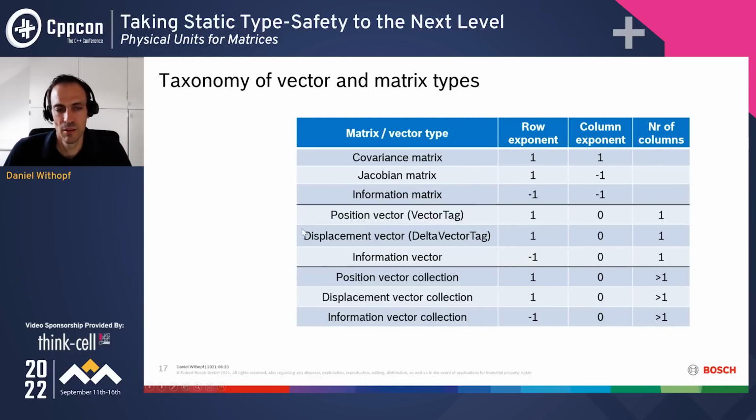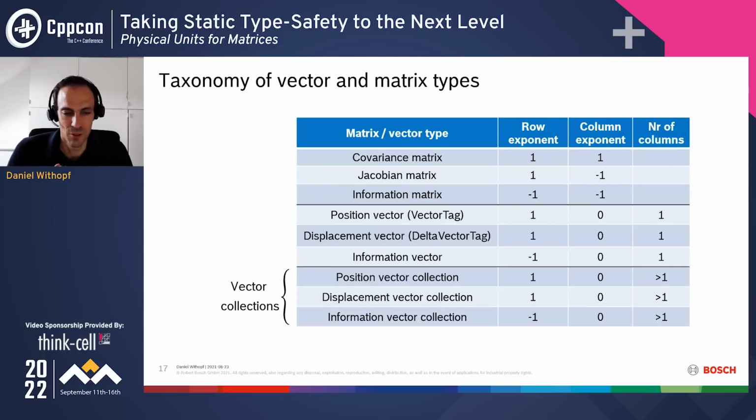The next block here, so these were the matrix types. The next block describes vector types. As I mentioned, we have position vectors, points in the mathematical sense. We have displacement vectors that get a delta vector tag, and also information vectors, which have the physical unit of their indices inverted. And last but not least, there's also what I call vector collection.